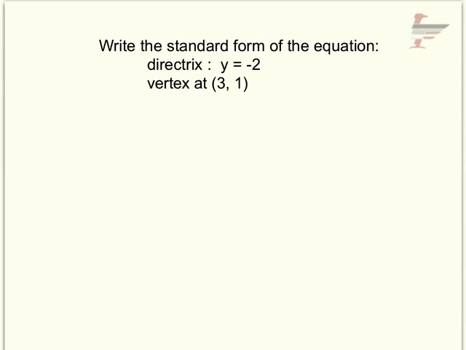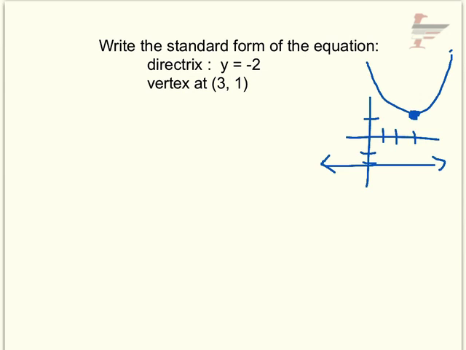Okay, last one says, write the standard form equation if I know the directrix is y = -2 and the vertex is at 3, 1. So again, if you're a visual person, and I am, I might plot the point 3, 1. I know that's my vertex, and my directrix line is going to be y equals -2, which would be right here. So remind yourself that your directrix line is always outside of your parabola. So if my vertex is here, I want to open up, because my directrix line will always be perpendicular to the axis of symmetry and never inside or crossing through my parabola.